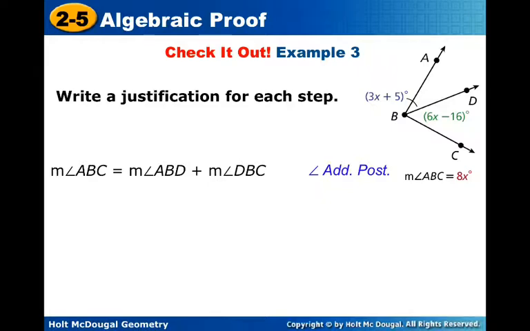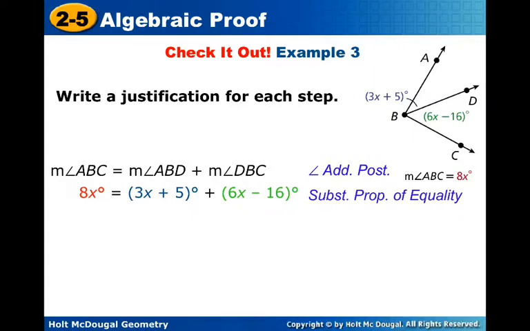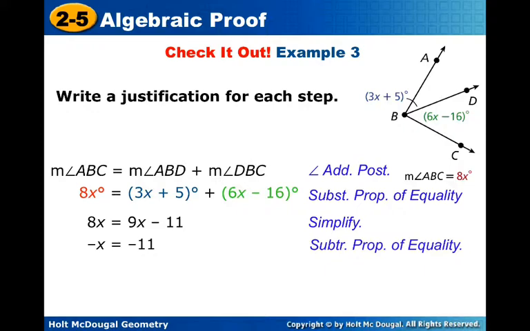And then just substitute in. ABC is 8x. ABD is 3x plus 5, and DBC is 6x minus 16. So that's substitution. And then put your like terms together, so that's simplify. So that's going to give you 9x minus 11 for simplify. And then I would get my x's together again. So I'm just going to subtract 9x from both sides. So I have negative x equals negative 11. And since I subtracted the same amount from both sides, that's the subtraction property of equality. And then just divide by -1 or multiply by -1, and you get x equals 11.